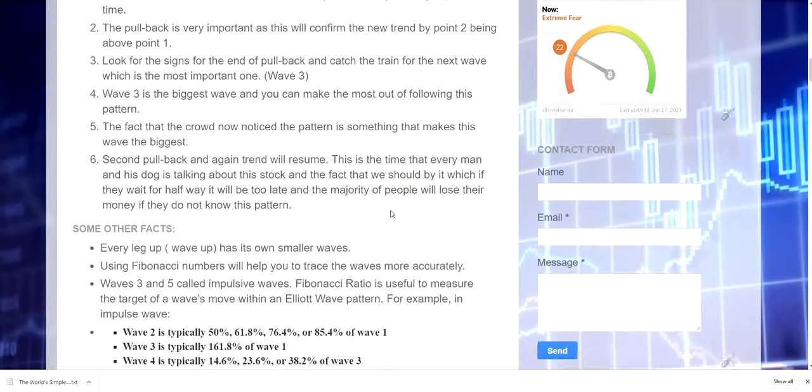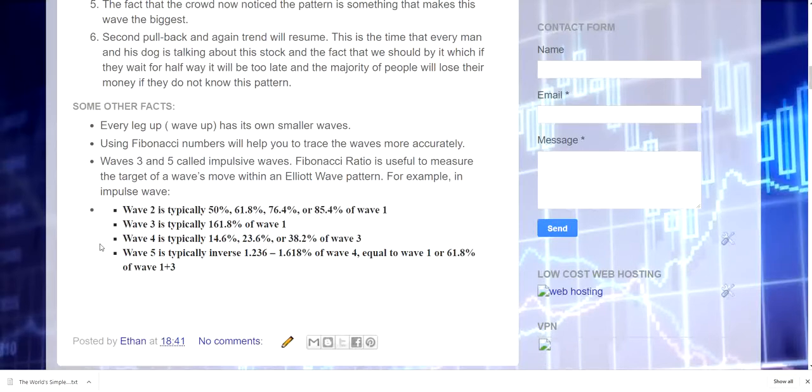the numbers, wave 5 is typically 1.236 to 1.618 of wave 4, and equal to wave 1. So these things are giving you an idea of guessing the length of each wave. So this is very nice if you just combine the Fibonacci with your Elliott wave trading strategy.